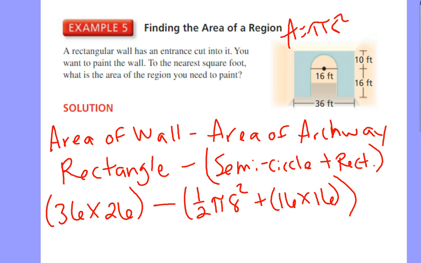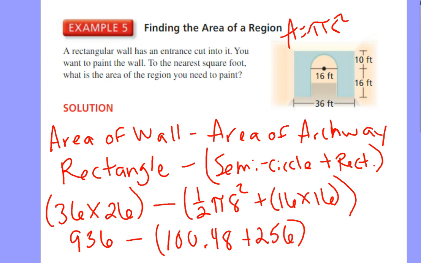So let's kind of just combine some things here. 36 times 26 is 936 minus, well, 8 squared is 64, divided by 2 is 32, and 32 times roughly 3.14 for pi is 100.48 plus our 16 by 16. It was a smaller rectangle, but it was kind of a square obviously in the end. So 16 squared gives us 256.